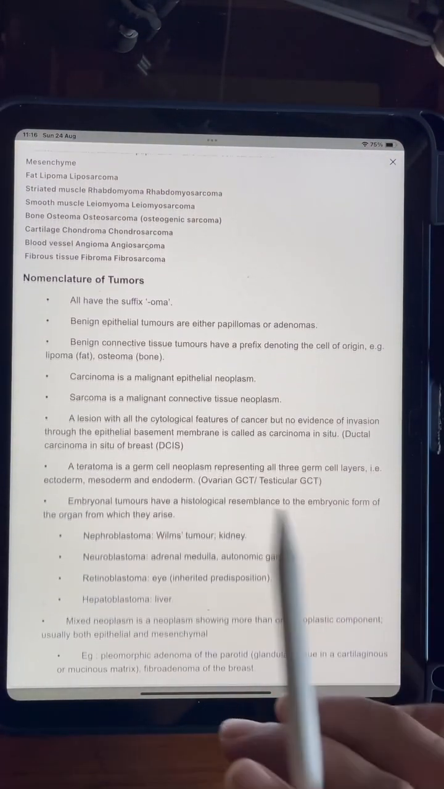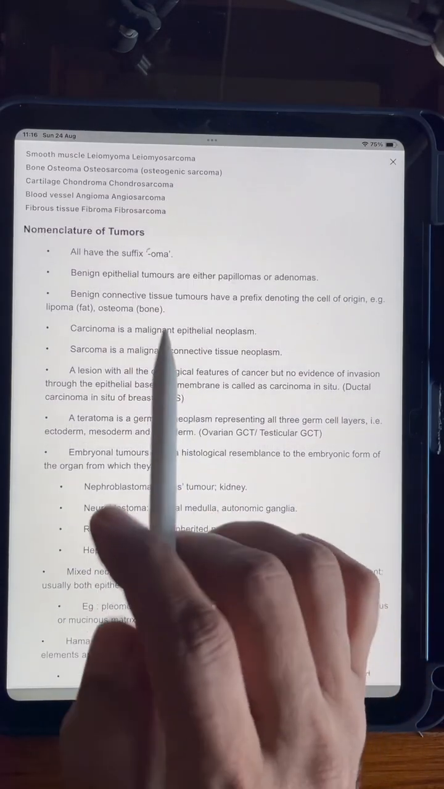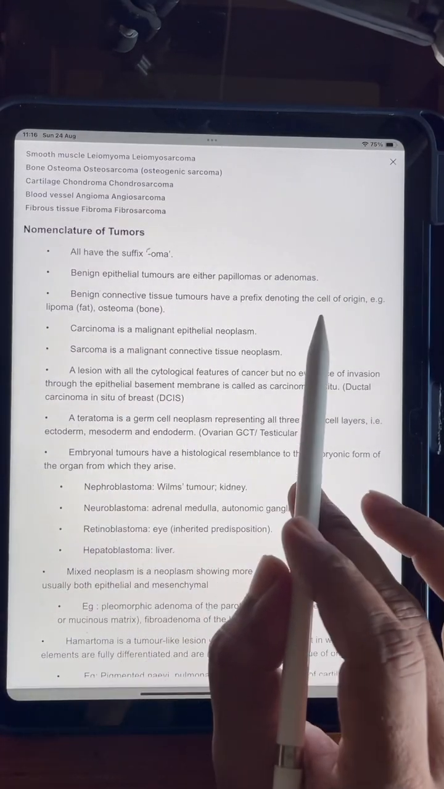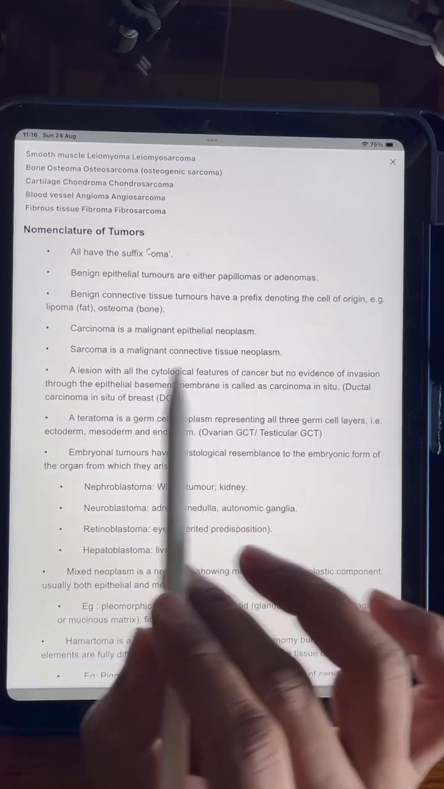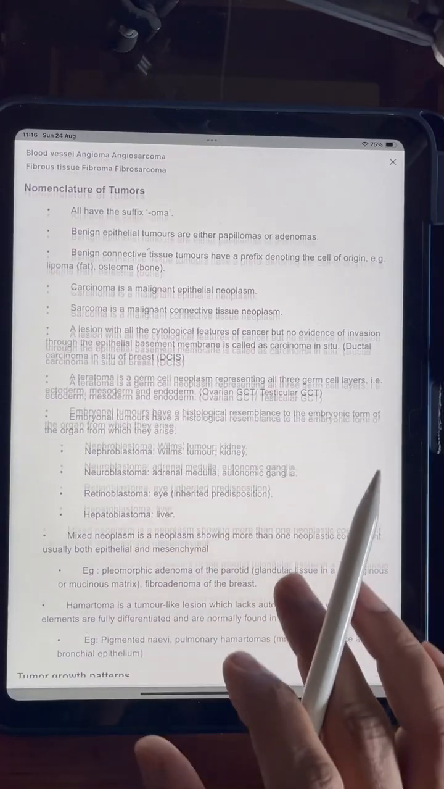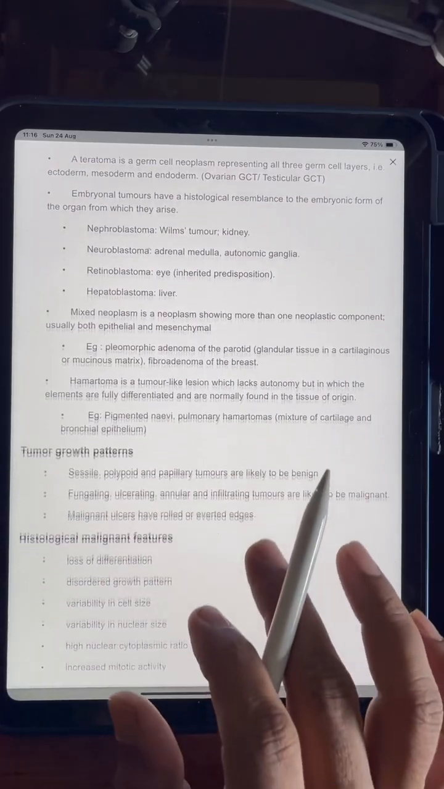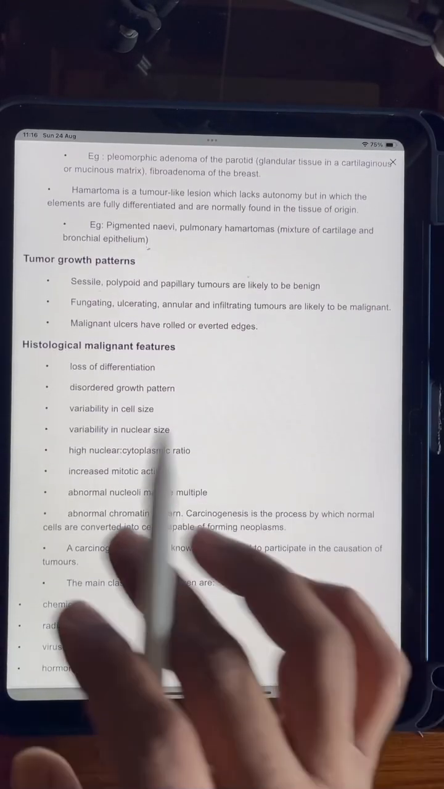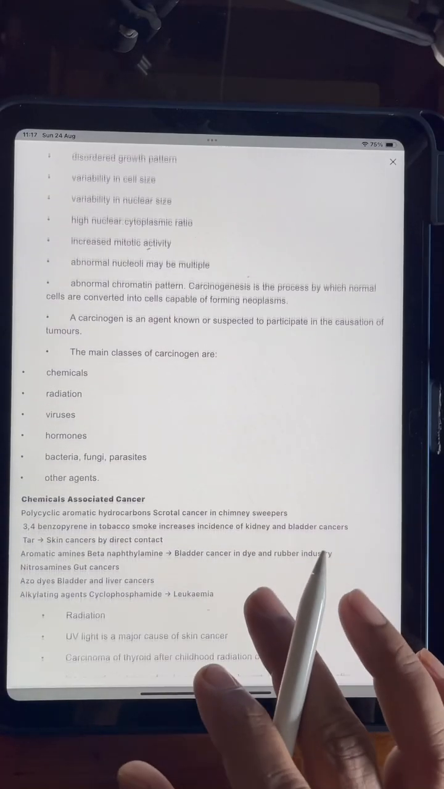Now we have seen this nomenclature. All the -oma: benign epithelial tumors are papillomas, benign connective tissue tumors are osteoma, carcinoma is a malignant epithelial neoplasm, sarcoma is malignant connective tissue tumor. Now these are embryonal tumors, nephroblastoma and all that you have seen, pleomorphic adenoma, sessile growth, histological features, loss of differentiation, variable size.